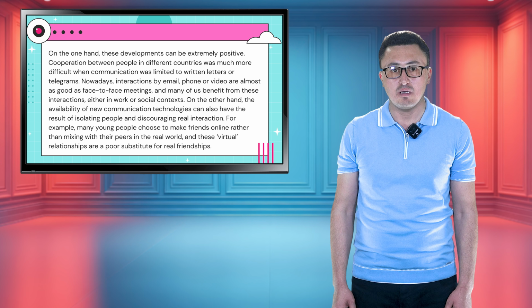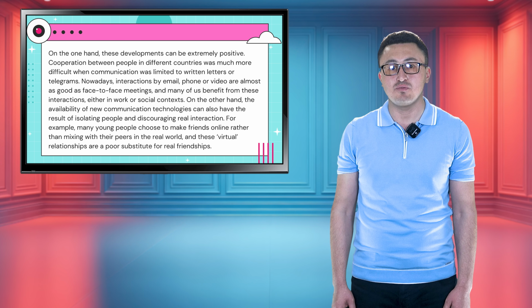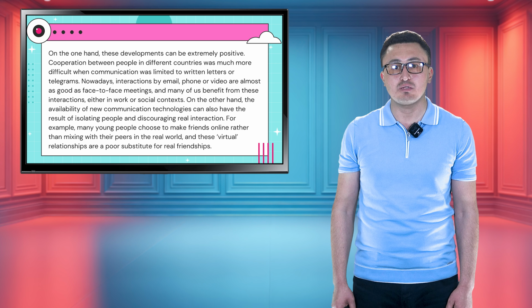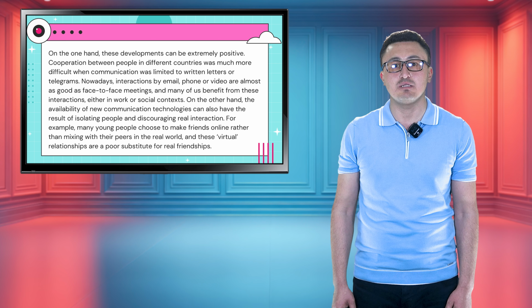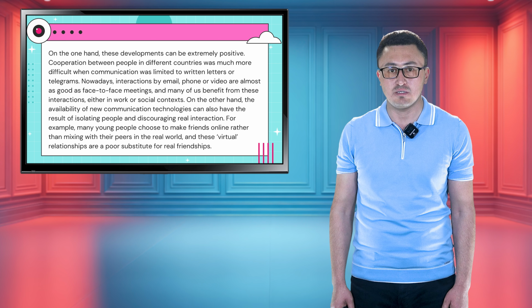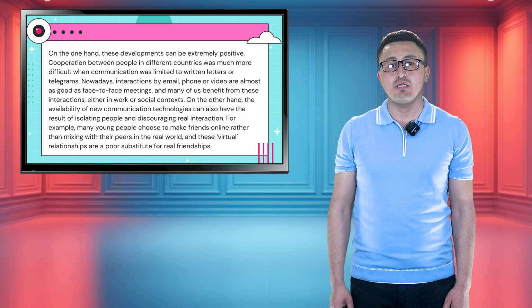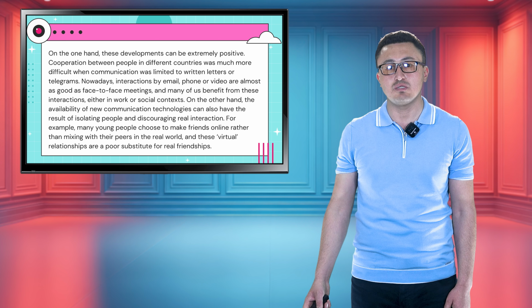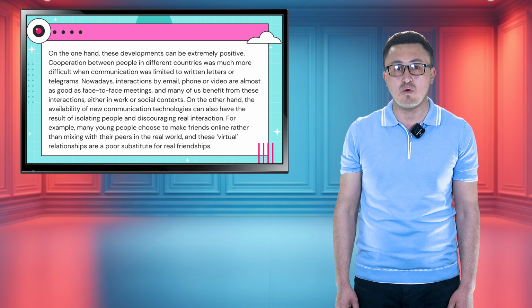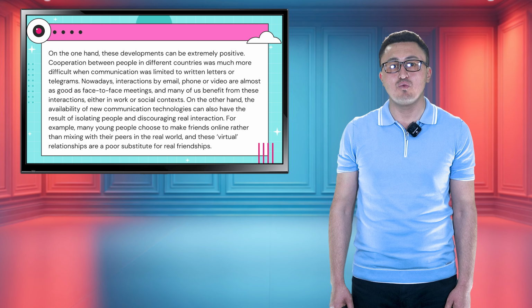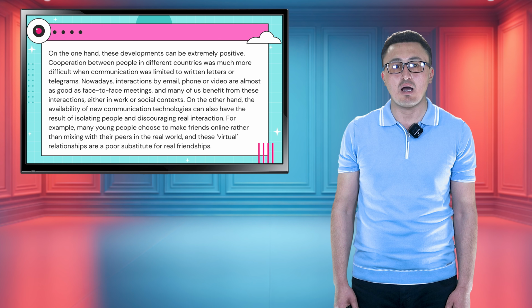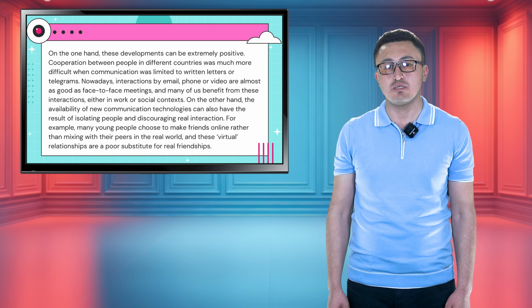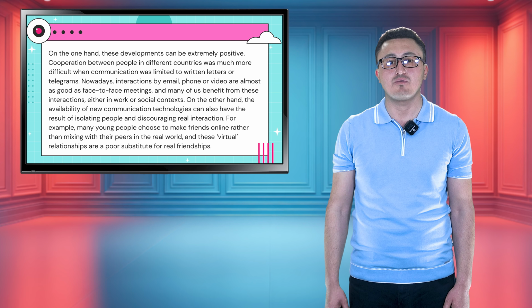On the other hand, the availability of new communication technologies can also have the result of isolating people and discouraging real interaction. For example, many young people choose to make friends online rather than mixing with their peers in the real world, and these virtual relationships are a poor substitute for real friendships. With this, our second body paragraph is over.